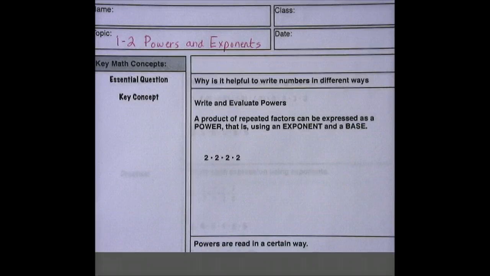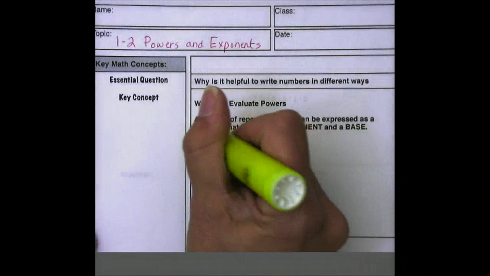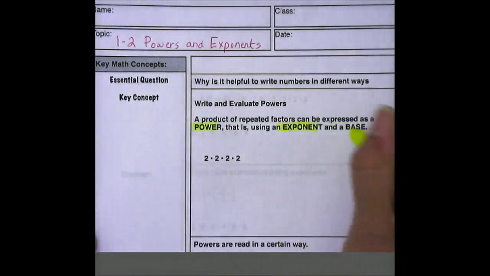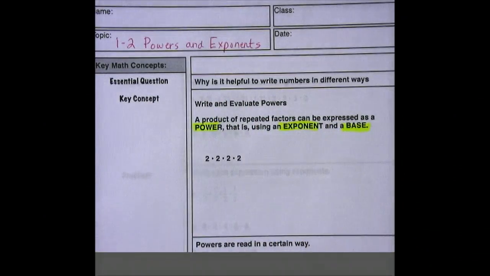First of all, a product of repeated factors can be expressed as a power, that is, using an exponent and a base. So let's highlight our vocabulary here. Power, exponent, base. Let's look at an example.